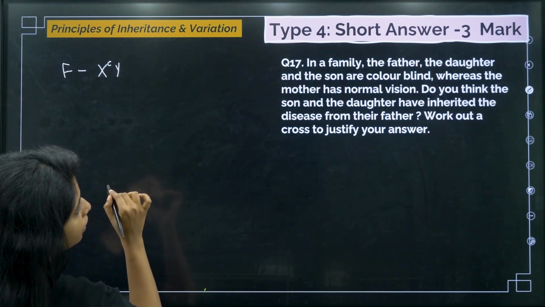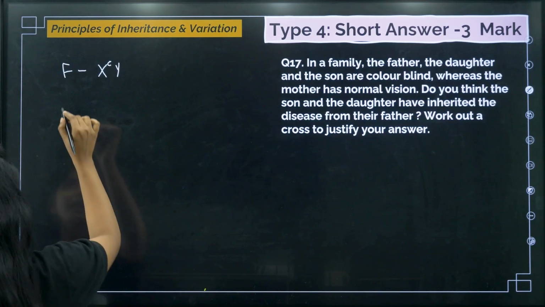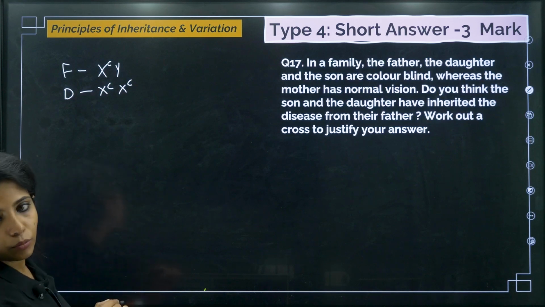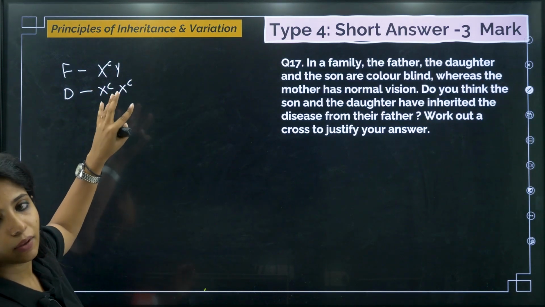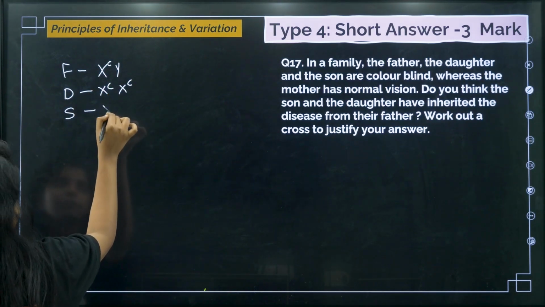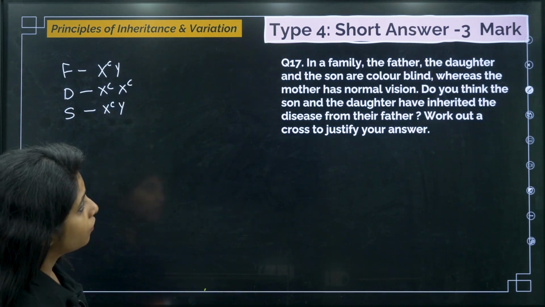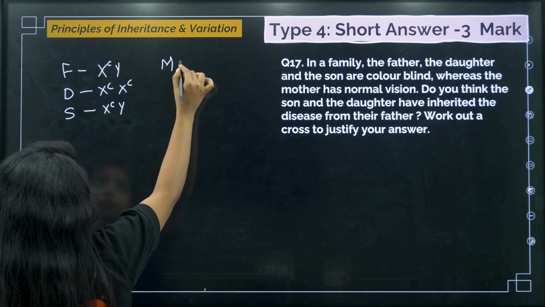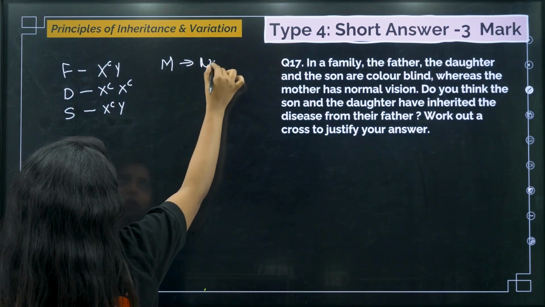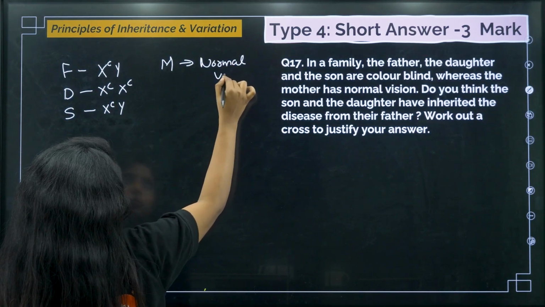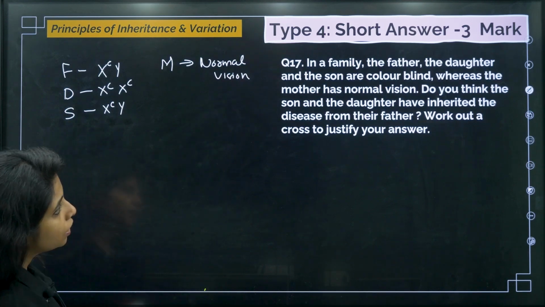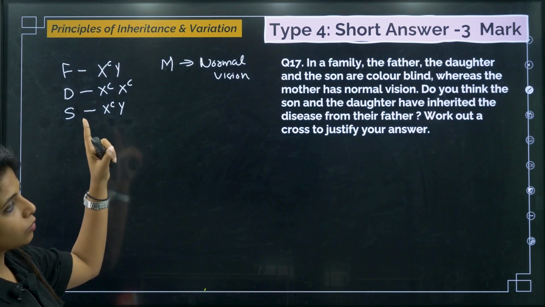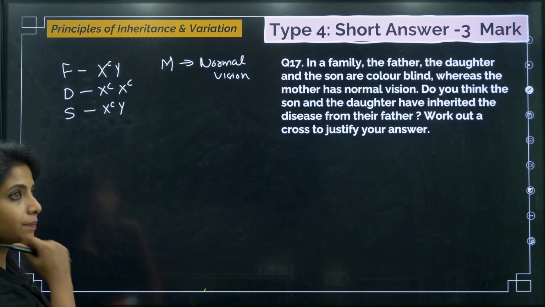Now, the daughter and the son are also colorblind. So the daughter should be XCXC, right? Because if there was a normal allele, then she would not have been colorblind, and the son is also colorblind. Now what is happening, children? Whereas the mother has normal vision. The mother is said to have normal vision. Okay. Do you think that the son and the daughter have inherited the disease from their father? Work out the cross to justify your answer. Let's begin.